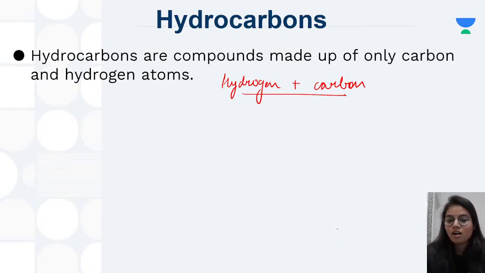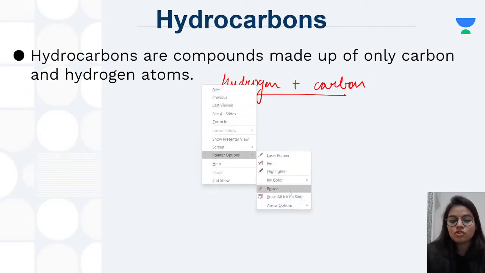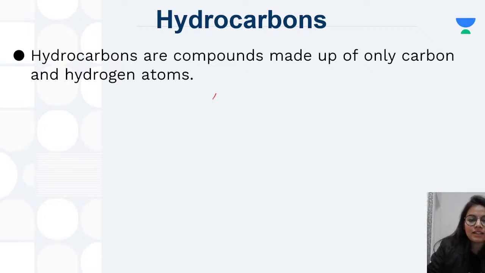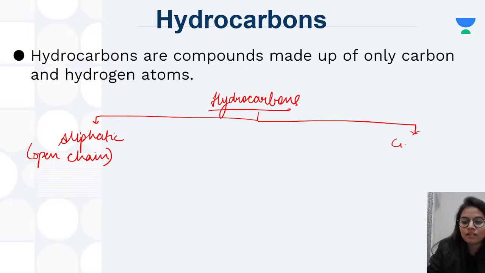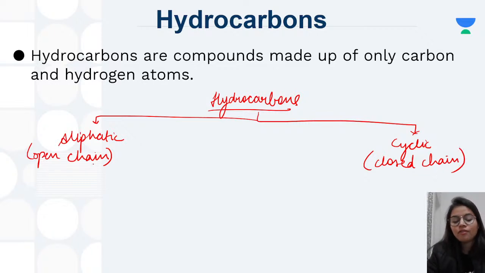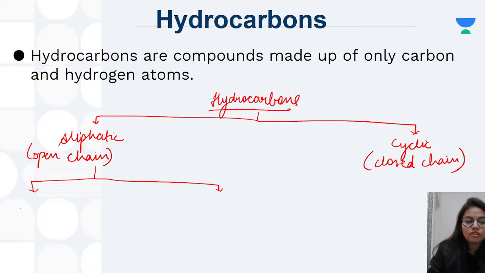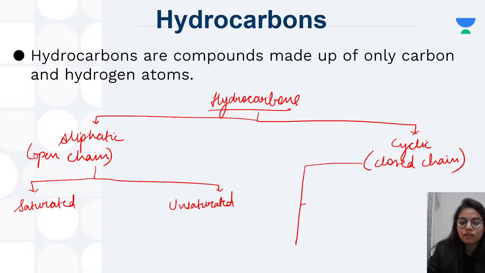Okay, now talking about the classification, so I'll just show you how hydrocarbons are classified. So hydrocarbons are classified into two categories, that is aliphatic, which are also known as open chain compounds, and we have cyclic. So cyclic compounds are known as closed chain compounds. Aliphatic hydrocarbons are further classified into two categories of saturated and unsaturated. And the cyclic compounds are classified into alicyclic and aromatic.